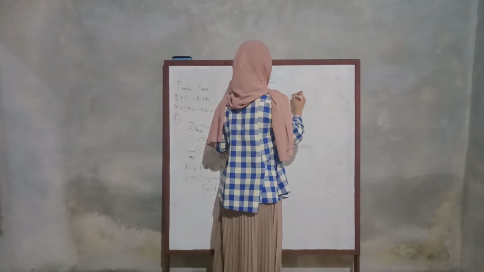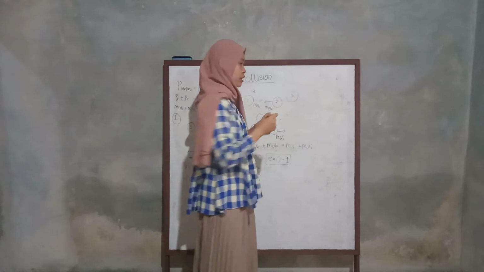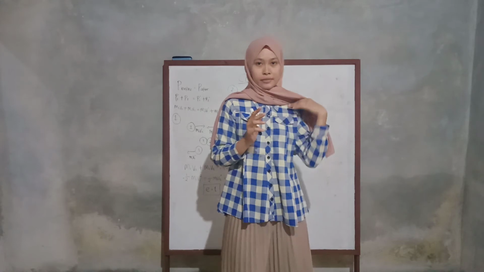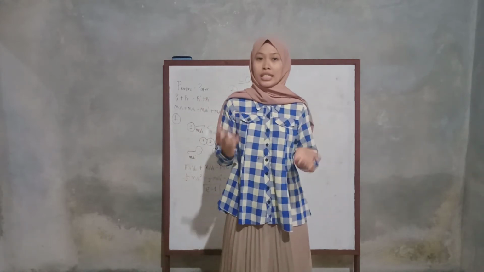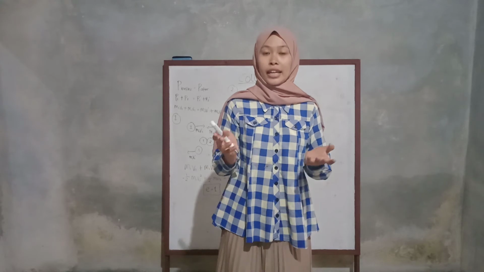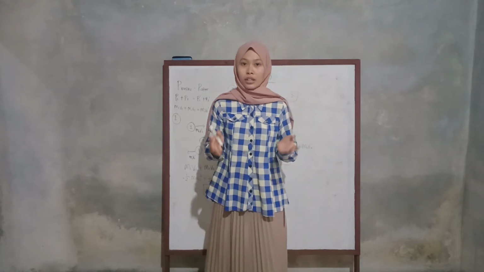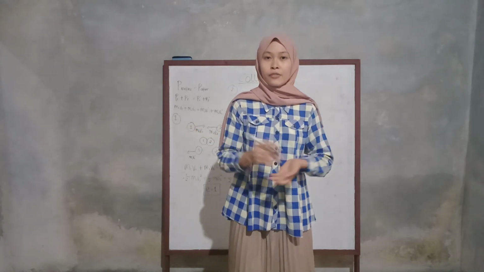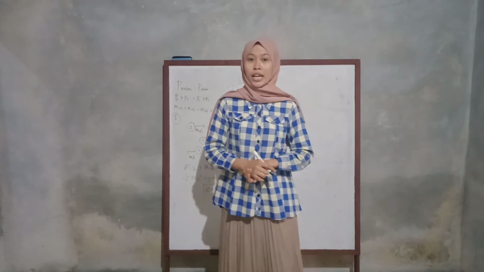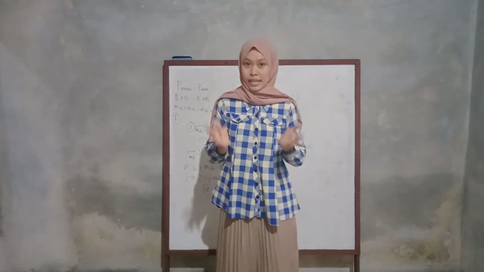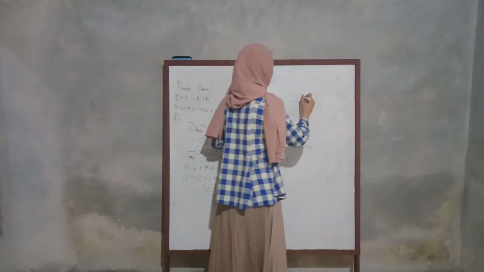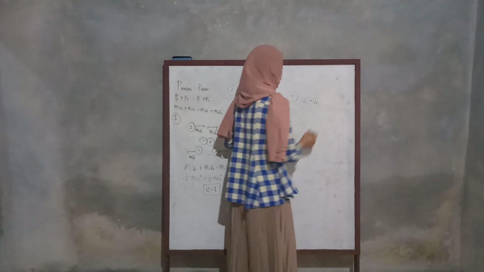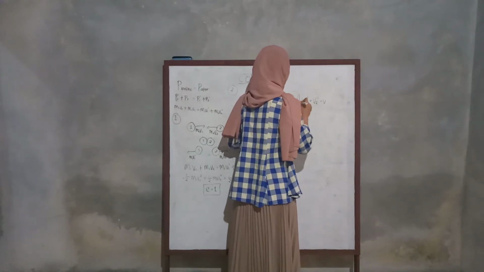3. Completely inelastic collision. In a completely inelastic collision, the two objects are united after the collision, so the velocity of the two objects after the collision is the same: V1' equals V2' equals V'.